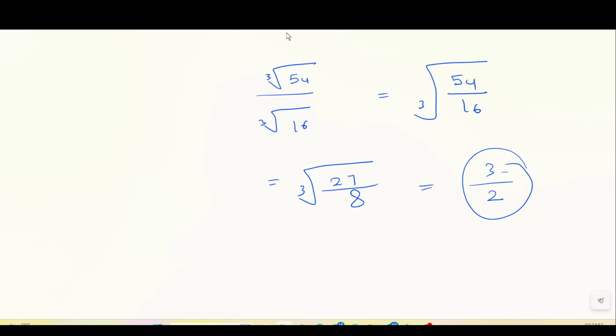So let's say we have cube root of 10 and cube root of 2. Try this. Cube root 5. Yes, exactly. Cube root 5.